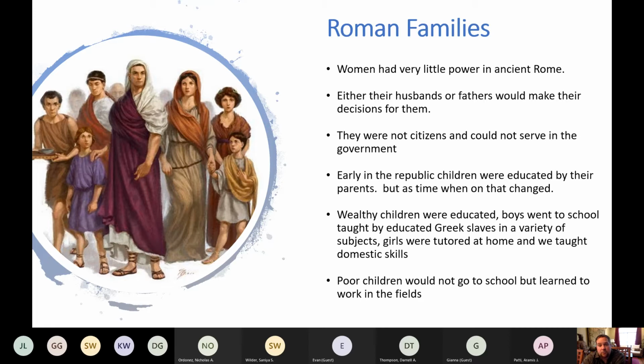Early in the Republic, children were educated by their parents, but as time went on, that changed. Wealthy children were educated. Boys went to school and were taught by Greek slaves in a variety of subjects. Girls were tutored at home and were taught domestic skills. Poor children, though, didn't really go to school. They just learned whatever work they needed to do in their fields. That's what they were taught.